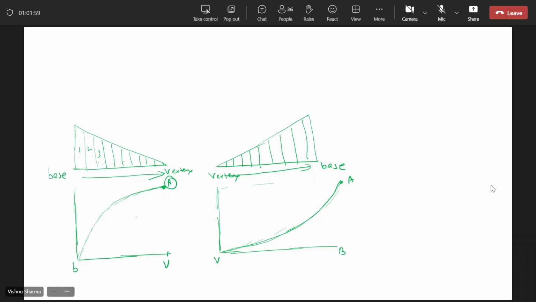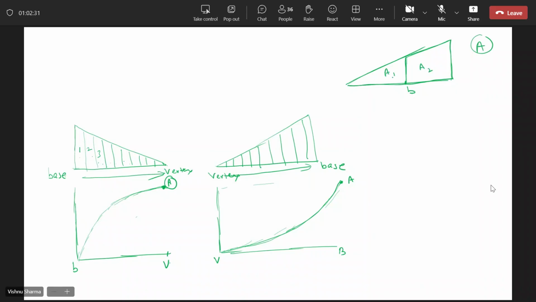I'll also introduce another property of a triangle. If you take any triangle, and you take the midpoint of the base, then what does it do? Let us say the bigger triangle has area A. This perpendicular at half of the base divides it into area 1 and area 2.